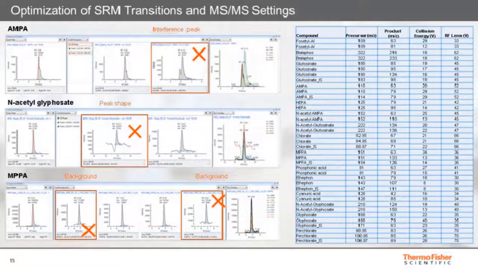The next optimization involved optimizing all SRM transitions, infusing spike standard into the system, and generating multiple transitions for quantifier and qualifier ions for each pesticide, and then selecting those ions that provide the optimum peak, free from interferences or high background level. All those SRMs with relevant MS parameters are saved in the compound database preloaded into the software.